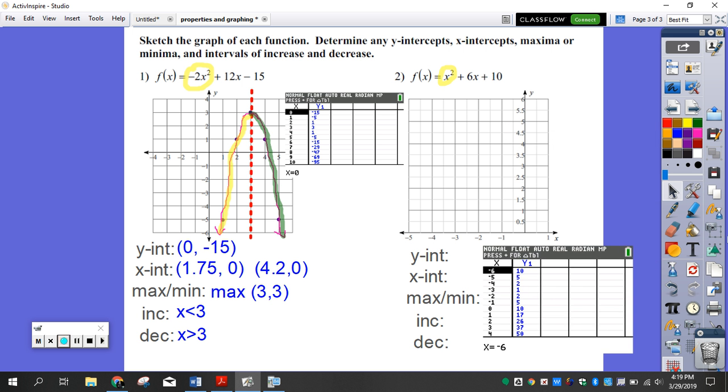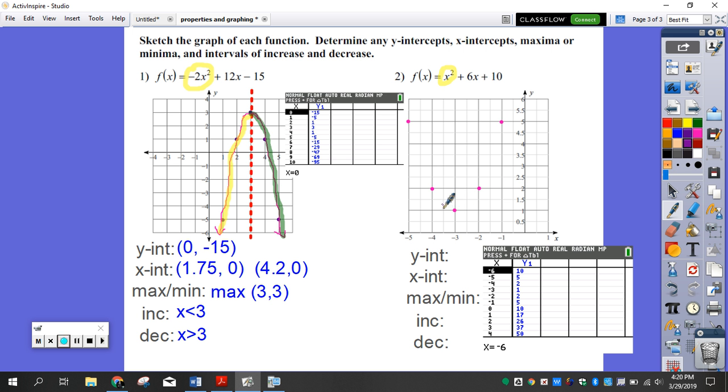And so I have negative 6, 10 won't fit, so negative 5, 5 will be up here. And then I have negative 4, 2, negative 3, 1, negative 2, 2, and then negative 1, 5. And once I have those points plotted, I can connect them.